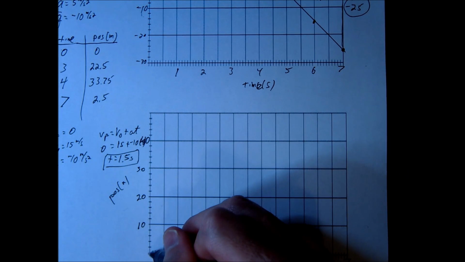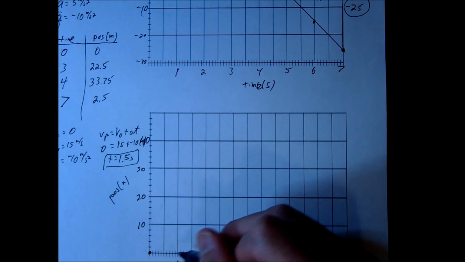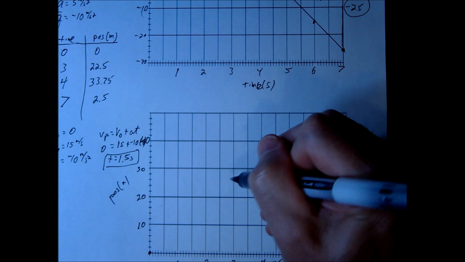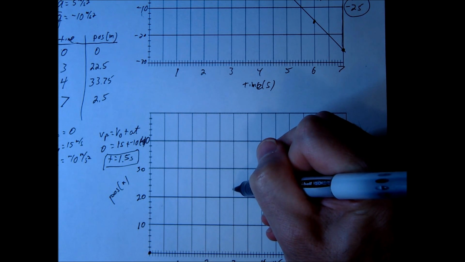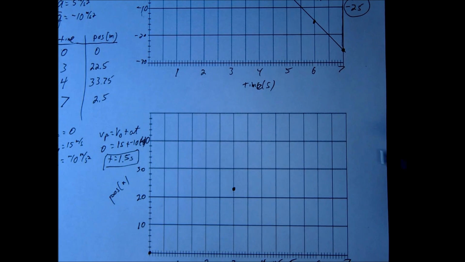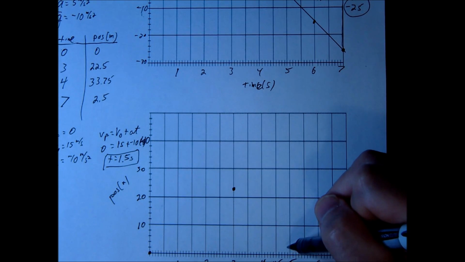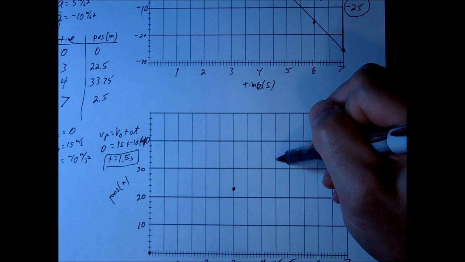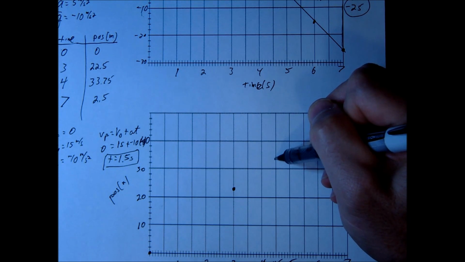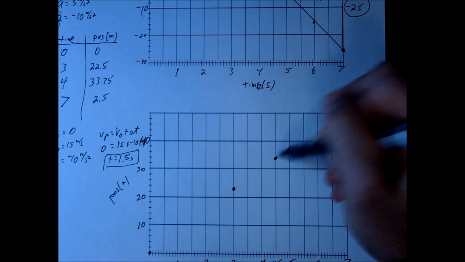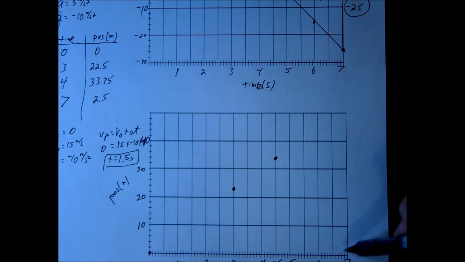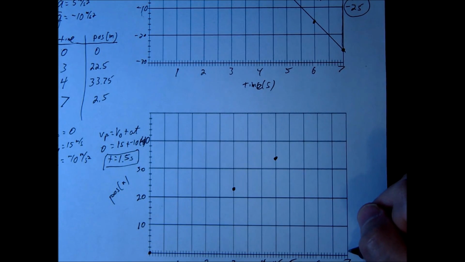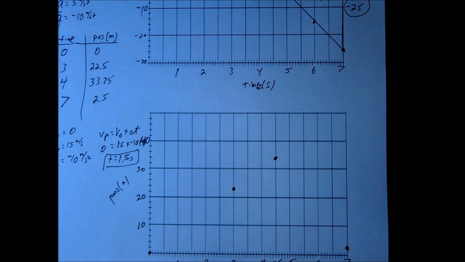So we're going to go 0, 0. We're going to go 3 all the way to 22.5. So that's going to be approximately right there. We have our 4.5. That's when we reached our peak. That's about 33, 34. And then finally at 7, we're almost down at the bottom. So about 2.5, that's going to put us right there.